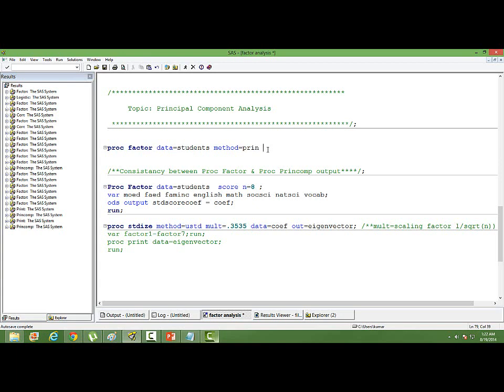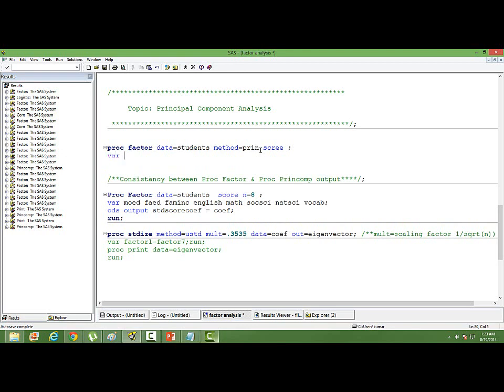But if you're doing principal component analysis, you need to mention this method equal to PRIN or principal. You can use PRIN or principal. What else do I want? I want a scree plot. That's all I want. And then I'll give the variables. I'll give the input variables. So these are the input variables in my data set.